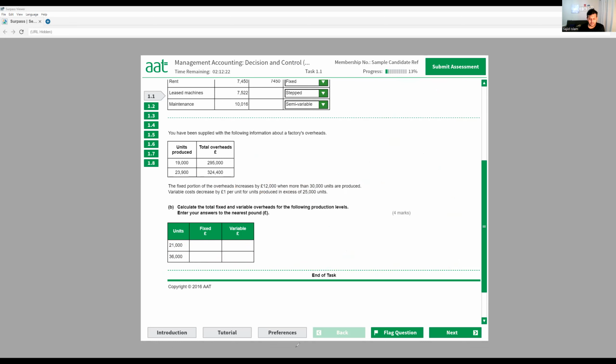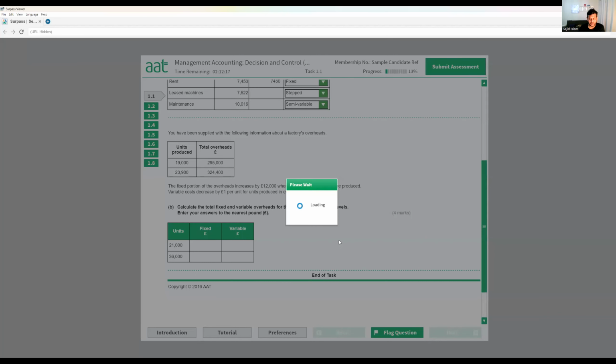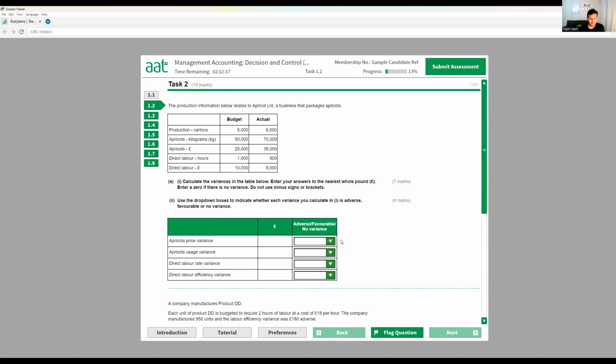All right, so we'll move to the next question. Question number 2. And this question we have here is from variance analysis. So let's have a look at this question.